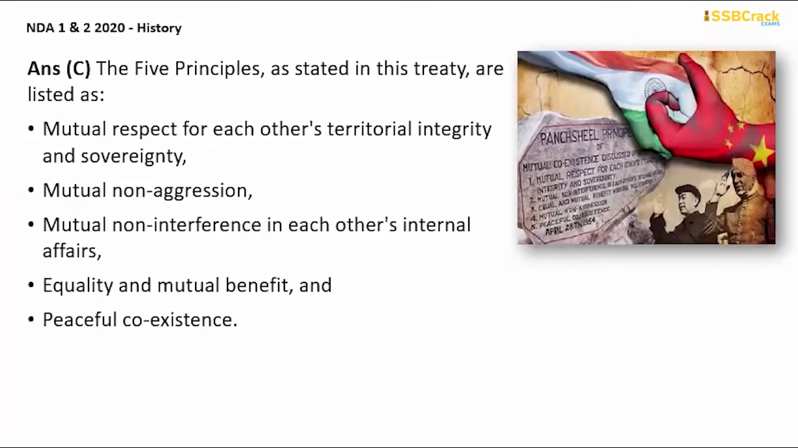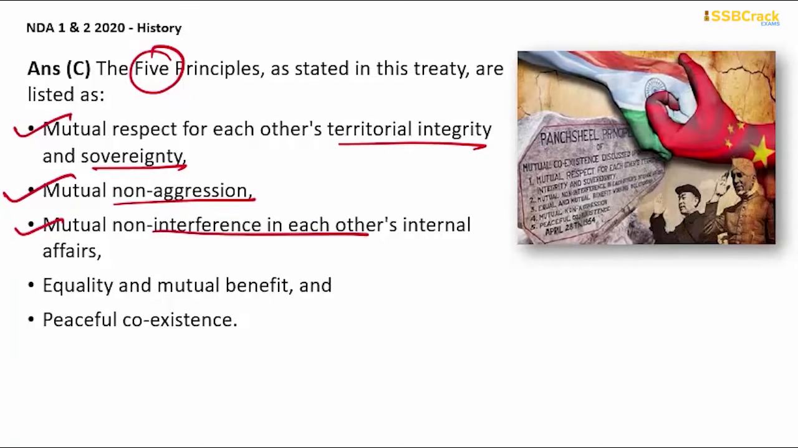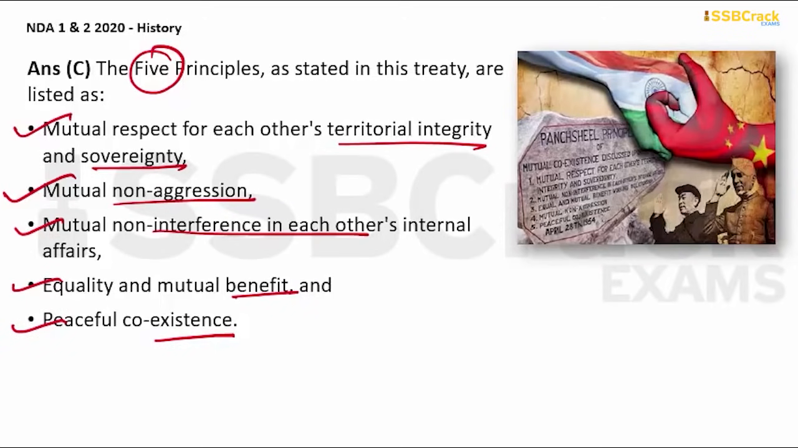Let me tell you what all the 5 principles under the Treaty of Panchsheel are. 1. Mutual respect of each other's territorial integrity and sovereignty. Okay. 2nd, mutual non-aggression. 3rd, mutual non-interference in each other's internal affairs. 4th, equality and mutual benefits. And 5th, peaceful coexistence. This was signed between India and China. Okay. And the treaty is named the Panchsheel principles.